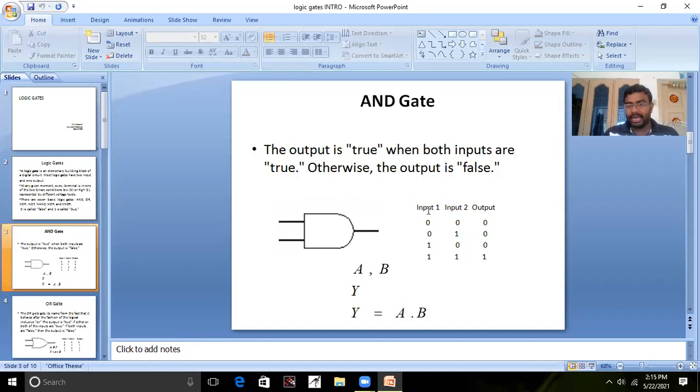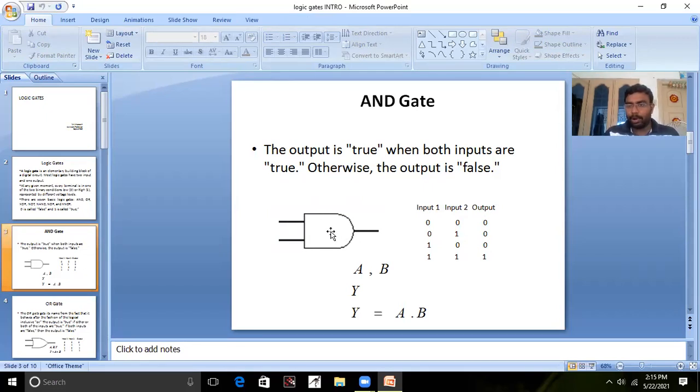You can take input 1 as A, input 2 as B, and output as Y here. Okay, this is the logic symbol. Remember, guys, this is the logic symbol for the AND gate.